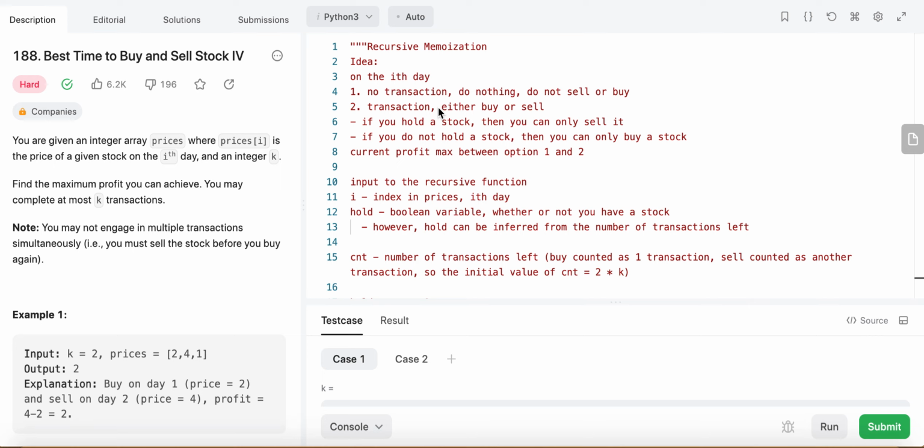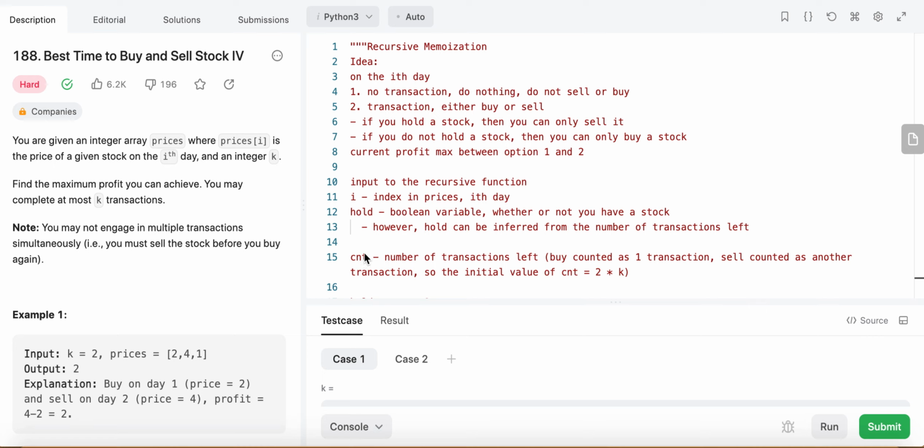So what are the inputs to the recursive function? We have i, to keep track of the ith day. We could also keep track of whether or not we hold the stock, because this indicates what kind of transaction you can perform. It's a Boolean variable. However, hold status can be inferred from the number of transactions left. That's very important to track, because this problem has a constraint that you can perform at most k transactions, so you can buy and sell at most k times.